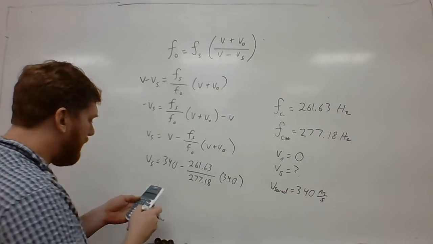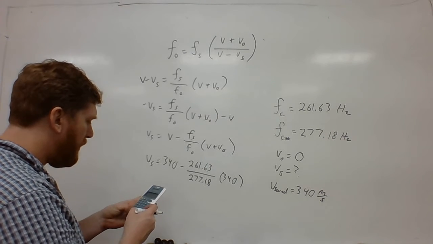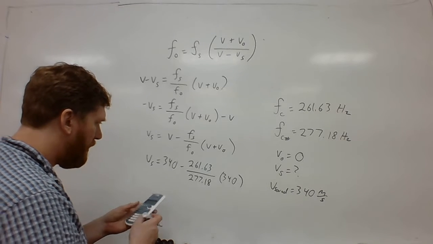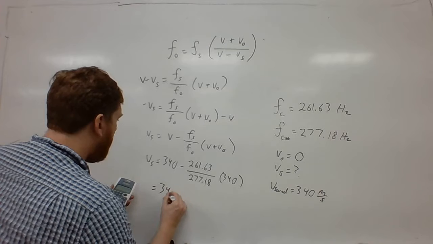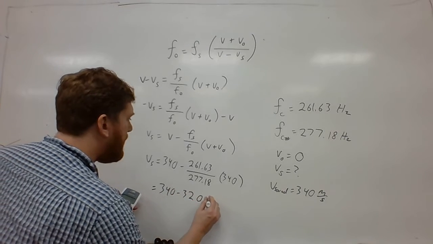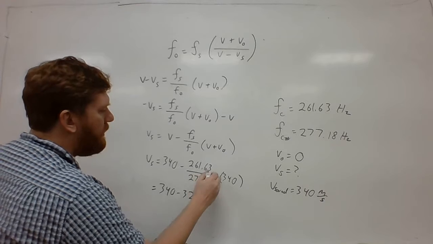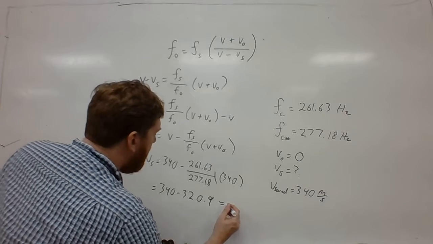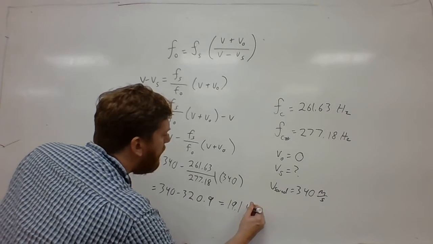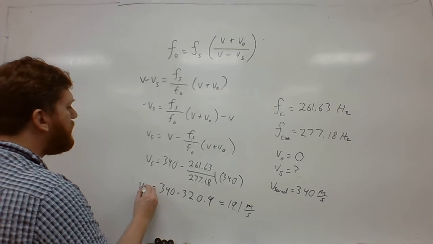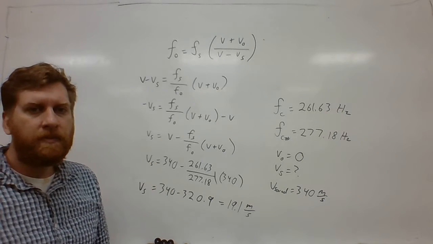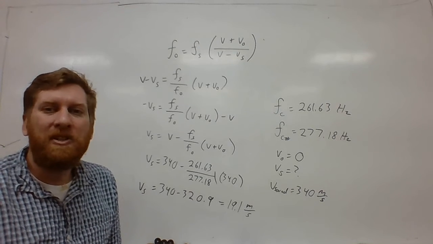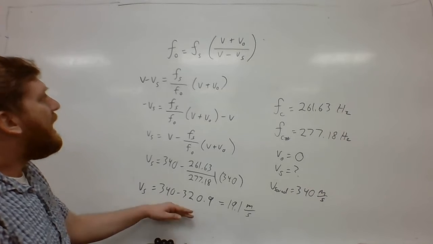So I'm just going to multiply this out right now. 261.63 divided by 277.18 times 340. You get this is equal to 340 minus 320.9. These units are hertz, so the hertz units cancel out, and we're left with meters per second here, meters per second here. And so our final answer is 19.1 meters per second, which are the units that we would expect to get. So that's pretty fast, 19.1 meters per second. Maybe someone could do it for a short amount of time. And that's the answer for this problem.